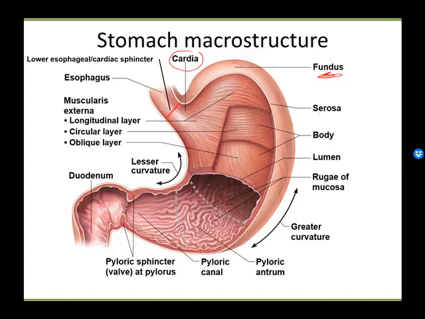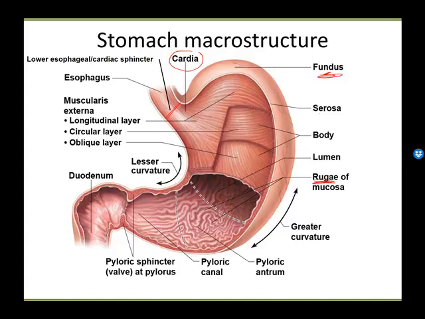This whole area right here, this is the body. And then inside the stomach, as with the inside of all hollow organs, we call it the lumen. Notice lining the inside of the stomach, we have these what are called rugae.